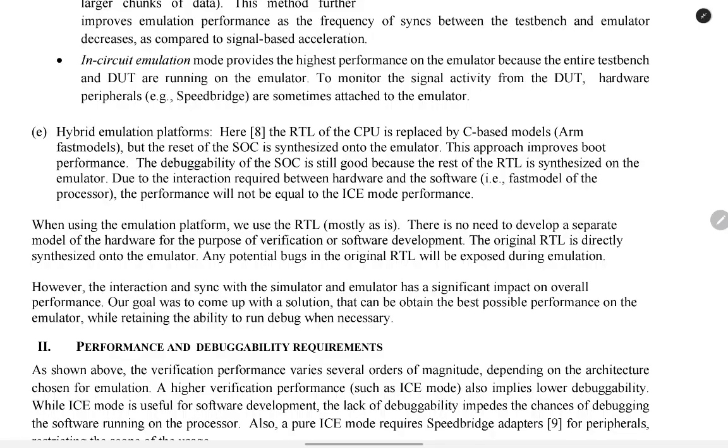Hybrid emulation platform here. The RTL of the CPU is replaced by a C-based model, the ARM fast models, but the rest of the SoC is synthesized onto the emulator. This approach improves the boot performance. Debuggability of the SoC is still good because the rest of the RTL is synthesized on the emulator. Due to the interaction required between hardware and software, that is the fast model of the processor, the performance will not equal the ICE mode performance.